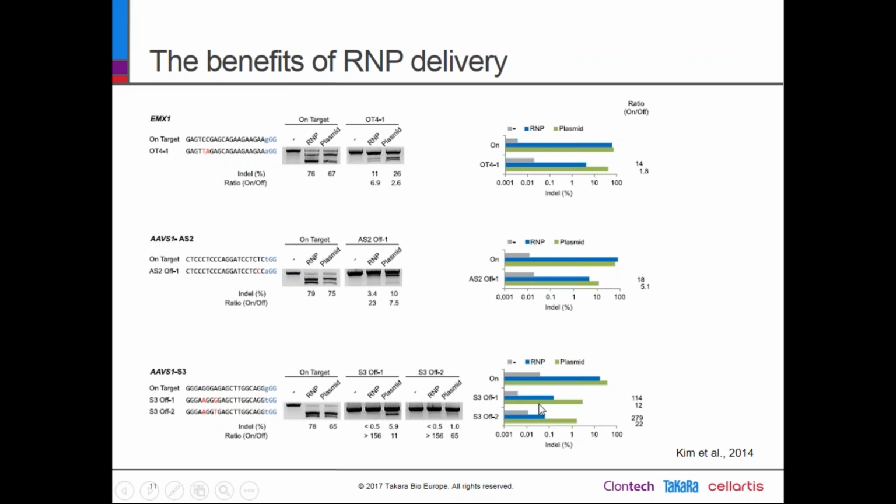The authors also used deep sequencing of the on-target site and the off-target sites to have a better quantification of the on-off ratio. And when you just look at these numbers here, RNP delivery is in blue, plasmid in green, you can see that the ratio of on versus off-target is much higher when using RNP delivery compared to plasmid delivery. So here we have 14, 18, and even 114 or 279 versus 1.8, 5, or 12.